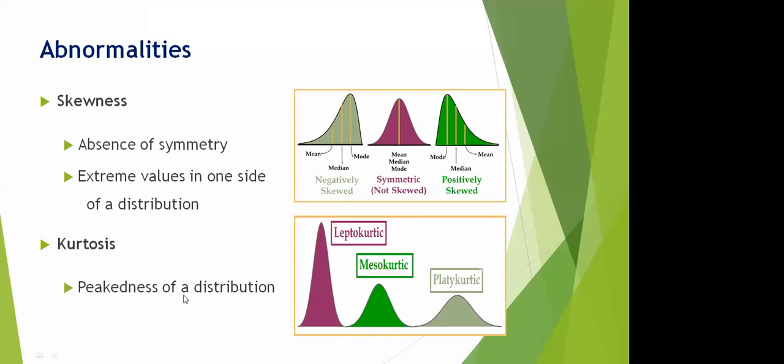Another one is the peakedness of the distribution. Here it is very thin and has much height. This is called leptokurtic. If it is normal, we call it mesokurtic. And if it is close to the baseline, it is called platykurtic. So these are the two types of abnormalities possible in the distribution of continuous data.